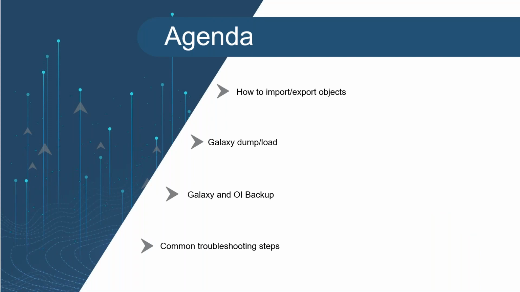So first we will talk about how and where to use the export and import for objects. How and where to use the Galaxy dump and Galaxy load. Then we will talk about the backup, how to make the Galaxy backup. So once you finish your project, you want to make the backup. So we will make the Galaxy backup and the IOs, the backup of the device integration.